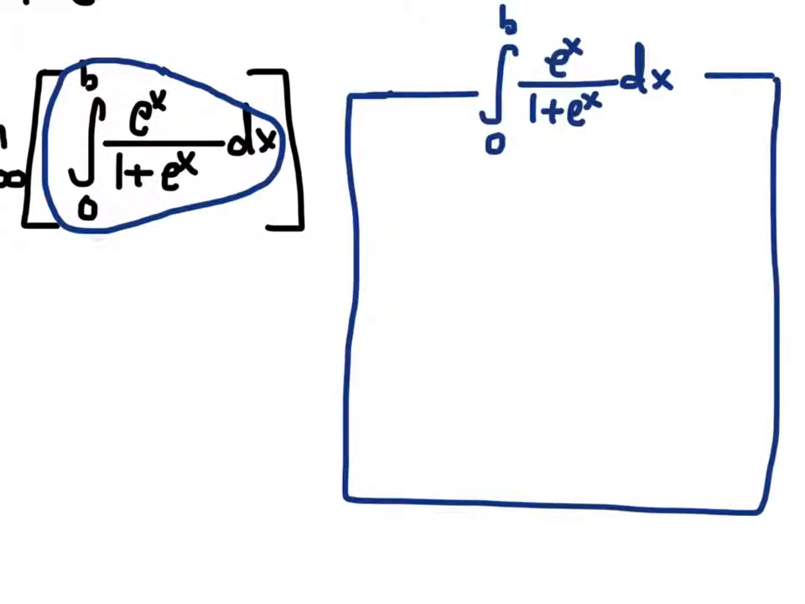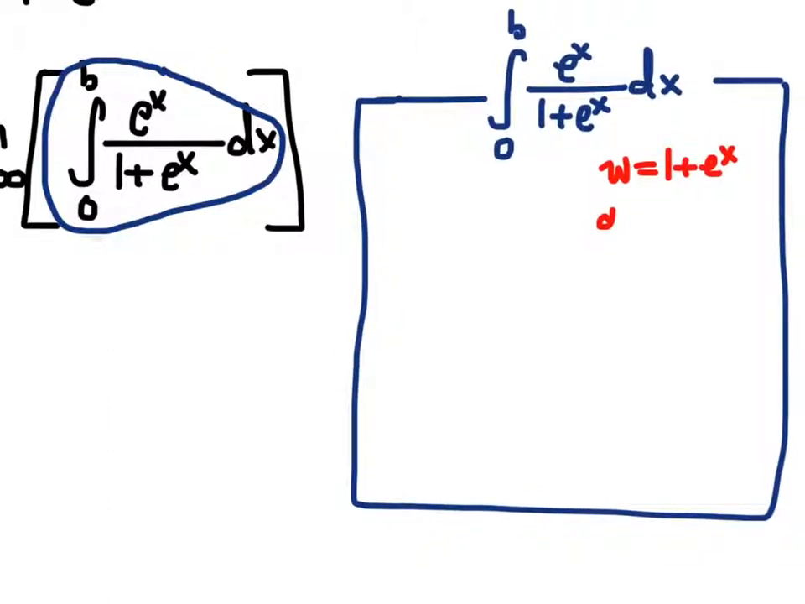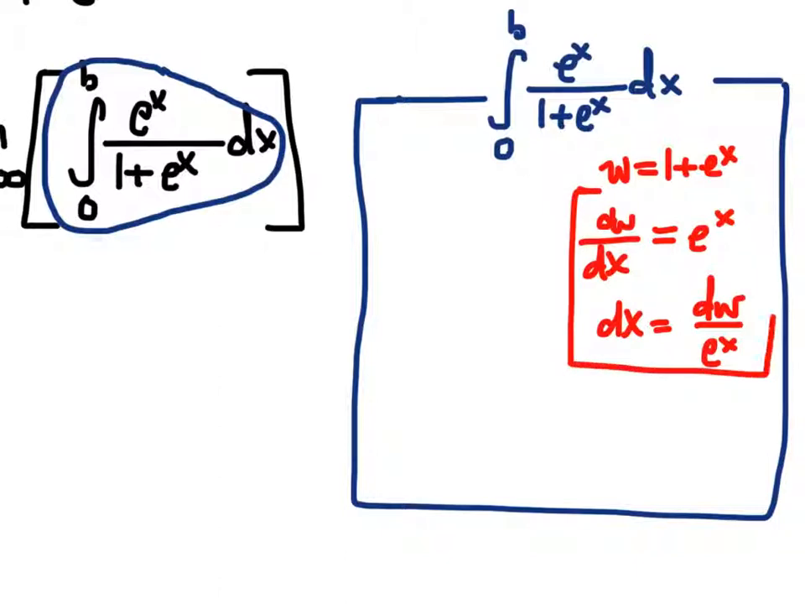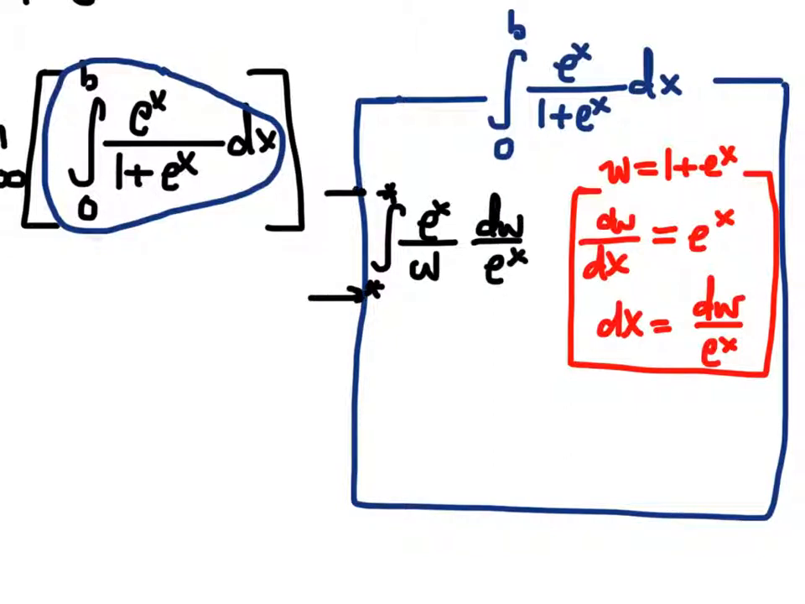We notice that the best way to solve this integral would be to introduce a substitution of w equals 1 plus e to the x, and dw/dx, when we take a derivative, is just e to the x. So we solve this for dx, and we find that dx is dw over e to the x. Here are the important pieces for my substitution, and I put this into the original integral. So we have the integral now from star to star of e to the x over w times dw over e to the x. Again, notice the bounds: I just put these little placeholders in because we're changing variables to w.